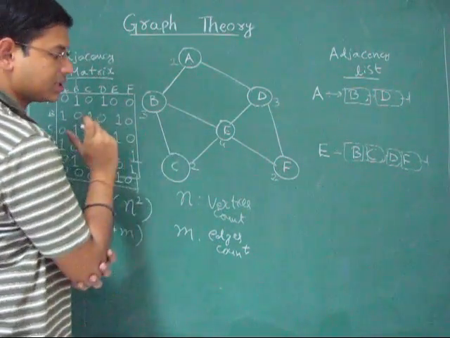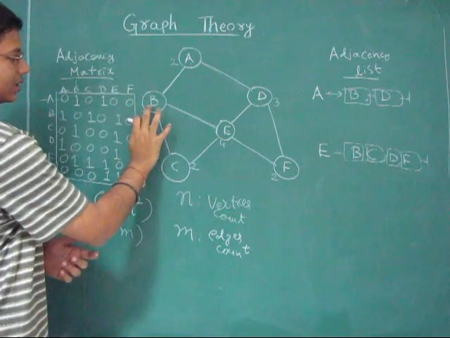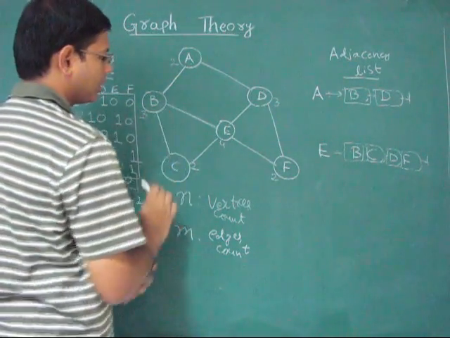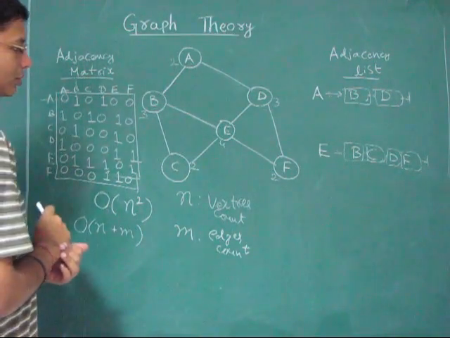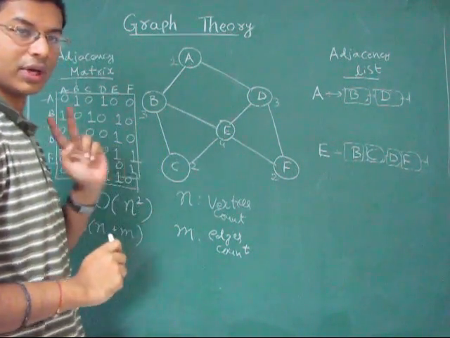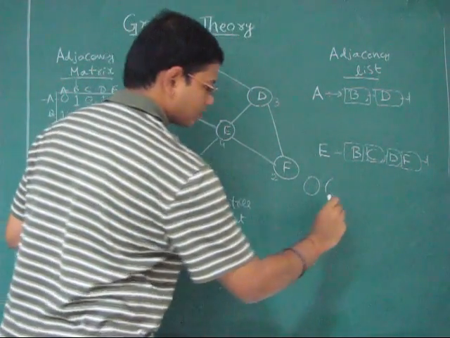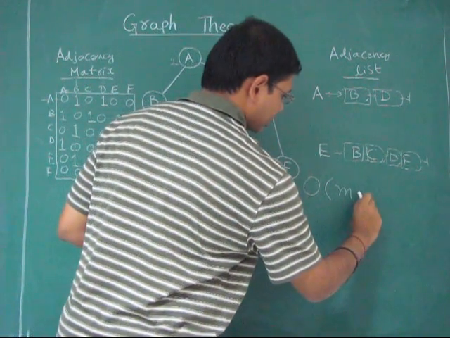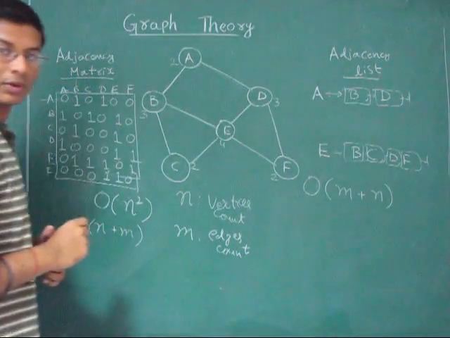So each edge, let's take the edge B-E. This edge is stored once in the neighborhood of B, and it's also stored once in the neighborhood of E. So each edge is stored only twice, and so the amount of memory it takes is nothing but order of m plus n. Okay.